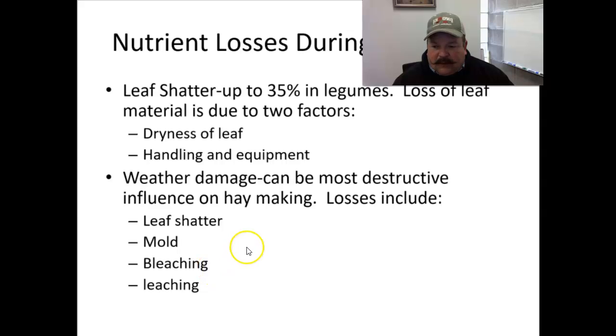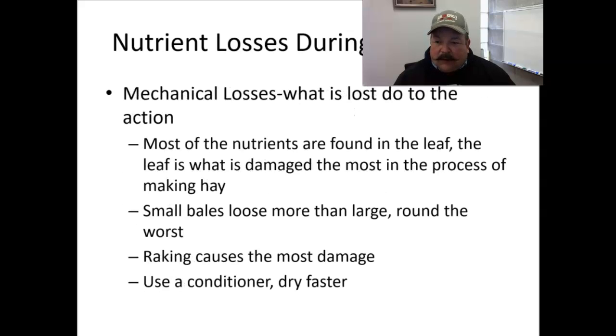Another one is bleaching. Basically, that boils down to too much UV light exposure. UV light's hard on things. It just keeps pounding on it and pretty soon starts breaking it down. And then leaching basically boils down to if you got rain out there, it's literally going to wash some of the soluble nutrients right out of the plant back into the soil surface. Again, no good if our purpose is putting up hay.